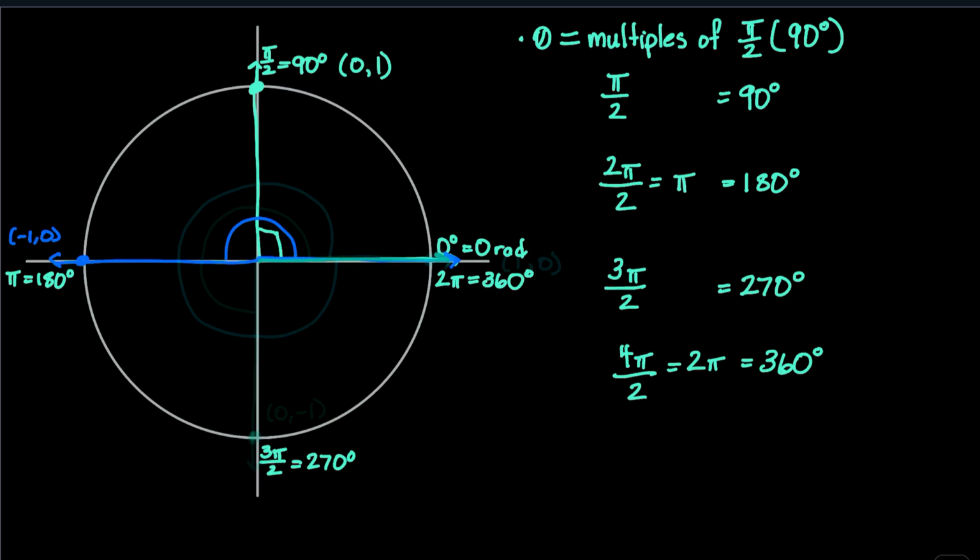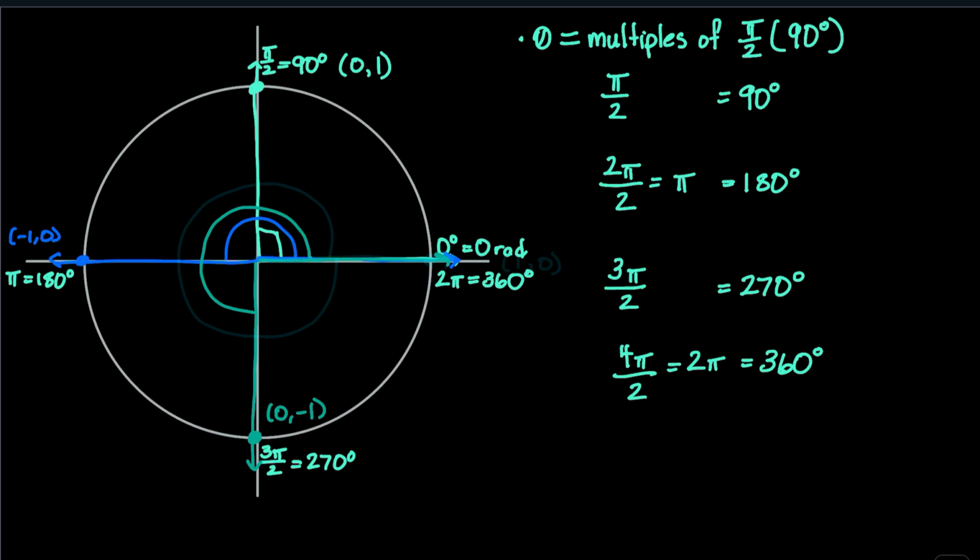Initial side on the positive x-axis, terminal side pointing at 3 pi over 2. Again, creating an angle that's 3 pi over 2 radians, or 270 degrees. This angle is also intuitive. This coordinate point, sorry, this is 0, -1.